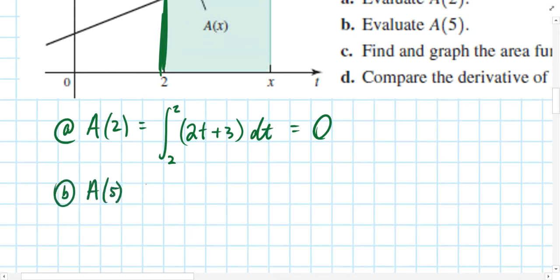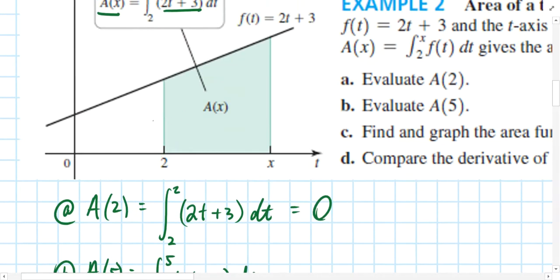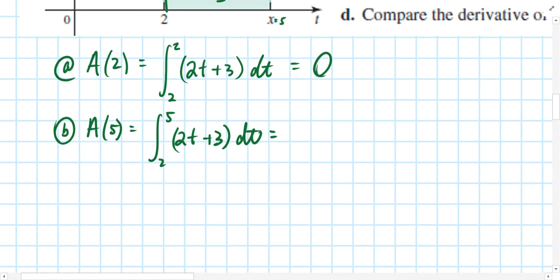The area function evaluated at 5 would be the result of the integral from 2 to 5 of 2t plus 3 with respect to t. And in this case, we're talking about a trapezoid whose height is 3, base 1 is 7, because 2 times 2 plus 3 is 7, and whose base 2 is 13, because this x value is now 5. 2 times 5 plus 3 is 13.